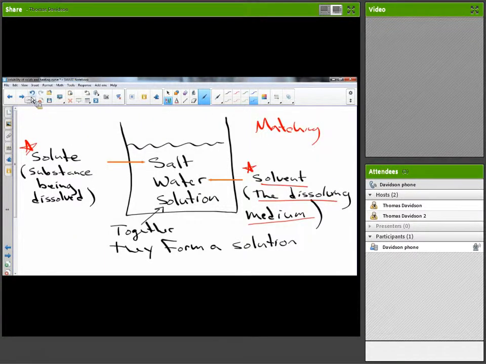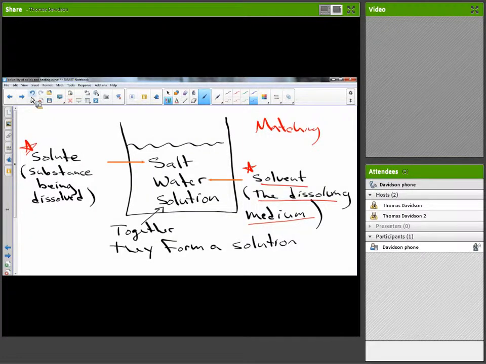Draw this, label it, write everything as fast as you can. Now, we already drew this once, but I've added things. I added them in parentheses. Why did I put those in parentheses? The solvent, why did I say the dissolving medium? It's the matching term.